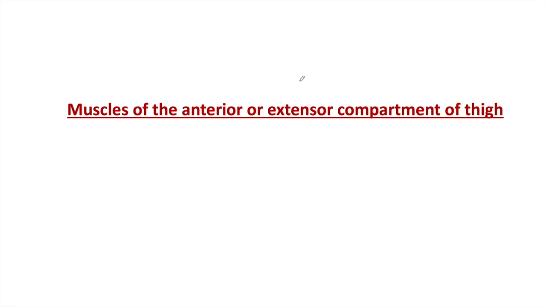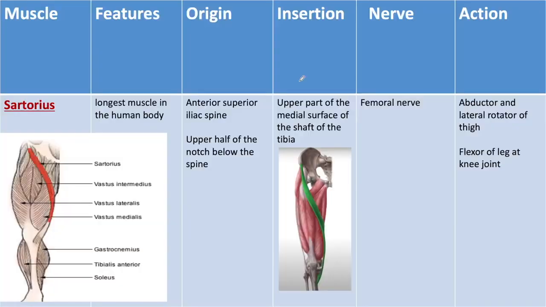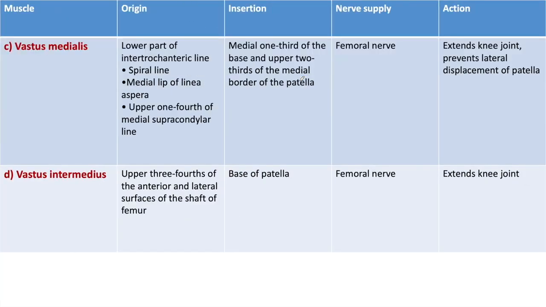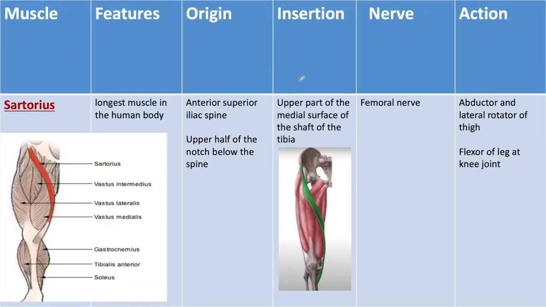Next, we will discuss the muscles of the anterior or extensor compartment of thigh. Important muscles are sartorius and quadriceps femoris. These are the important muscles of the anterior compartment. First, sartorius. Sartorius is the longest muscle in the body.